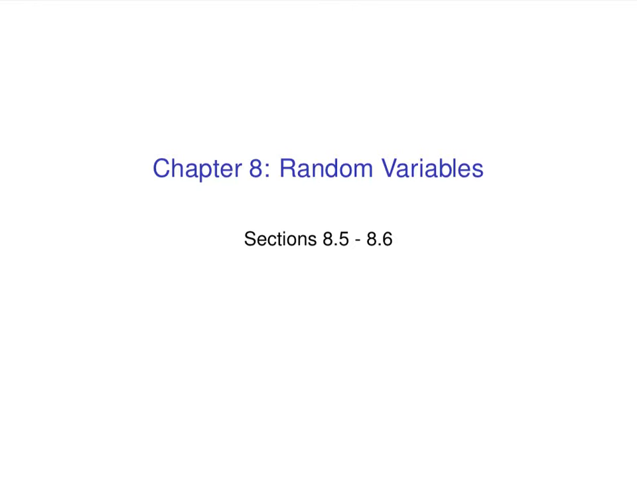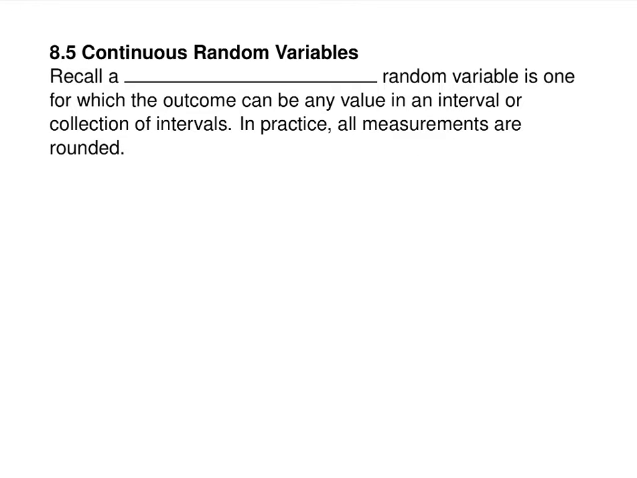All right. So what is a continuous random variable? It is one for which the outcome can be any value in an interval or a collection of intervals.